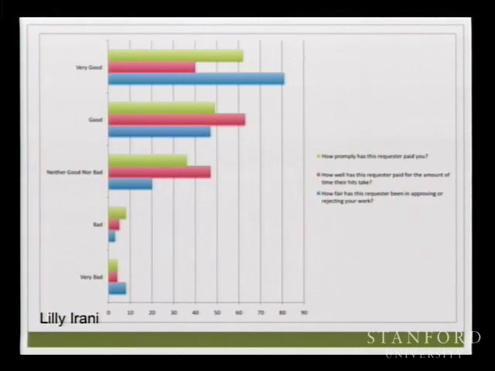But these guys had this sense that this is sub-minimum wage work, and these workers are really unhappy. But then they actually took a survey with a couple questions, right? So how promptly has a requester paid you? You probably can't read this, but the top is very good, and the bottom is very bad. The questions are how promptly did a requester pay you? How well has the requester paid you for the amount of time it took? And how fair has the requester been about paying you versus not paying you? And you can see that people generally seem pretty happy with the results.